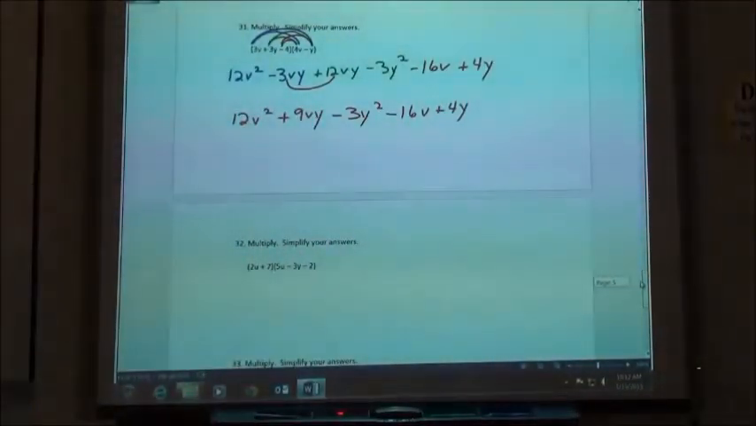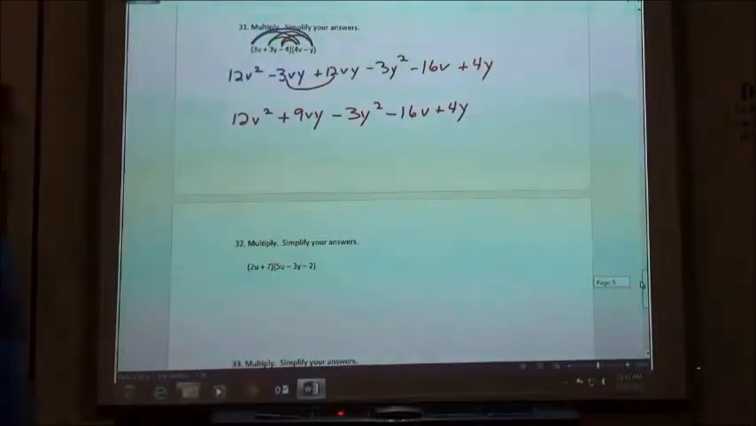Now in ALEKS they'll probably rearrange the order, but we don't really care. We have the commutative property. It doesn't matter what order we have their values in, just so we get them all in there.